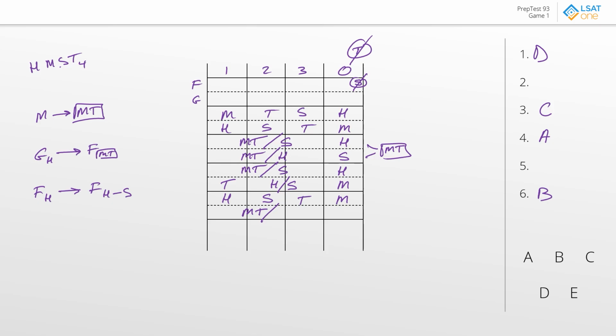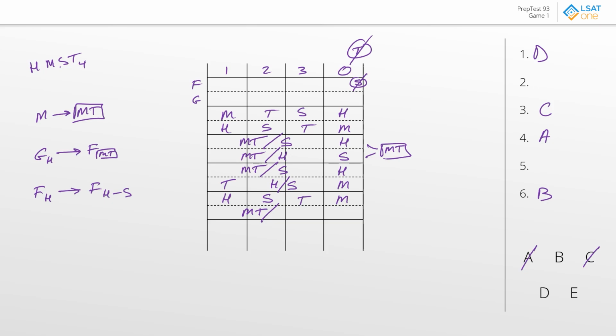So A doesn't have an S. We can get rid of that. Answer choice B looks okay. Answer choice C has no T, so we can get rid of that. Answer choice D has T and S. That's still okay. And E still has them both.